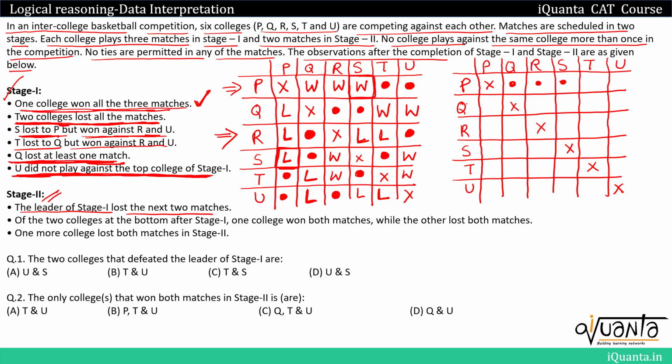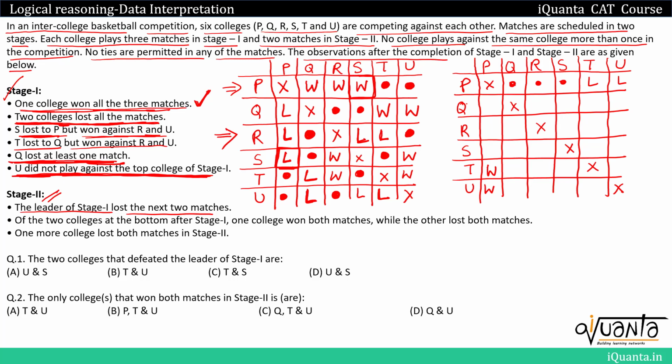And in stage 2, leader of stage 1 is losing the 2 matches. So he will lose against T and U. If P is losing against T, T will win against P. So T against P will be a win. And if P is losing against U, U against P will be a win. So U against P will be a win.